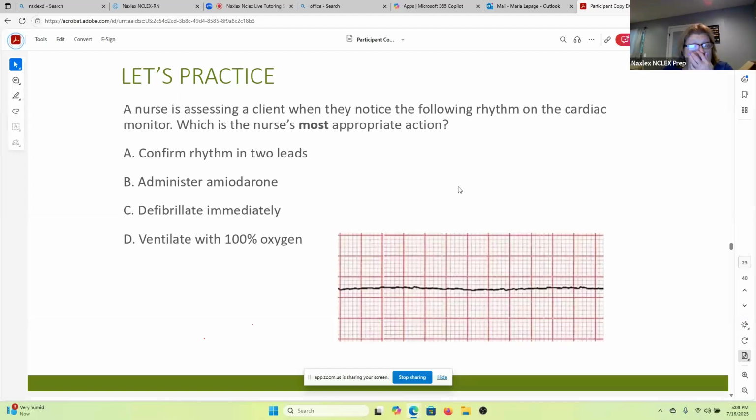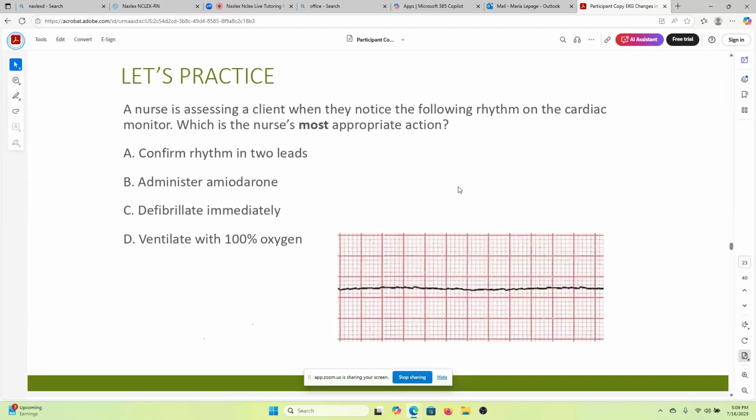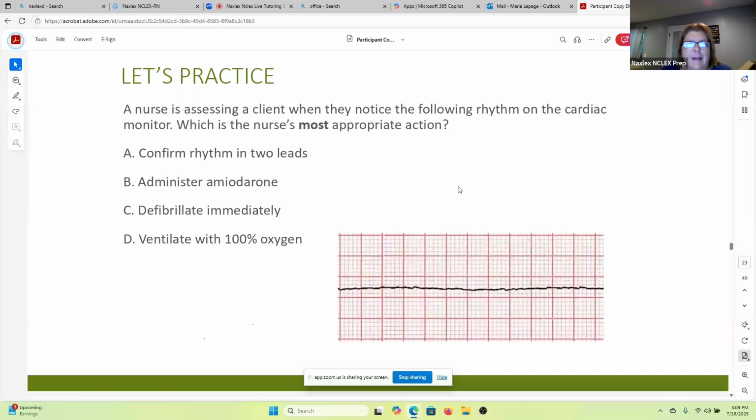So we're going to rule out C. We do not defibrillate asystole. We might administer amiodarone, but that's not the first line medication. But going back to what is amiodarone? Amiodarone is an antiarrhythmic. This patient has nothing. So there's no arrhythmia there to administer the medication. It's not going to do anything. So ventilate the patient with 100% oxygen. Well, that's still not going to do anything to the patient because there's nothing. It's A. Yes, it's A. Confirm that they're officially dead.